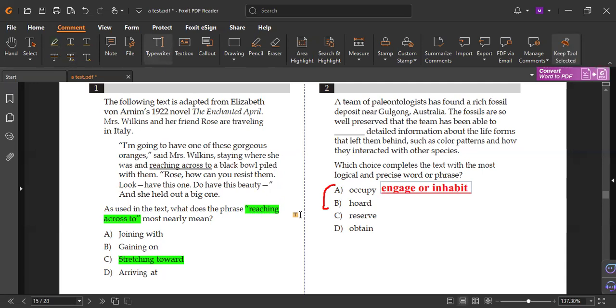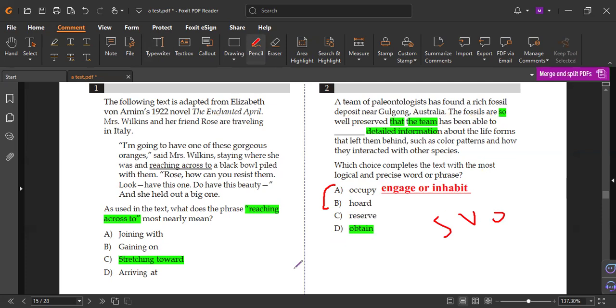Let's know why. Because what is the subject of these verbs? The team has been able to do what? To obtain the detailed information about. So remember something: the fossils are so well preserved. So that means cause and effect. Because the fossils are well preserved, what could happen? The team has been able to obtain detailed information about the life forms. Excellent. So now you found it. So when you find the verbs, find the subject and object to help you.